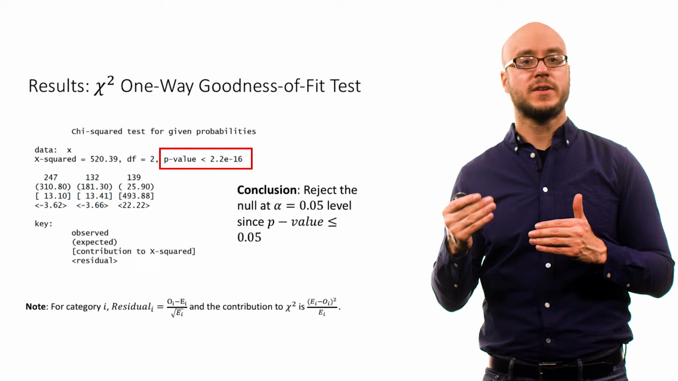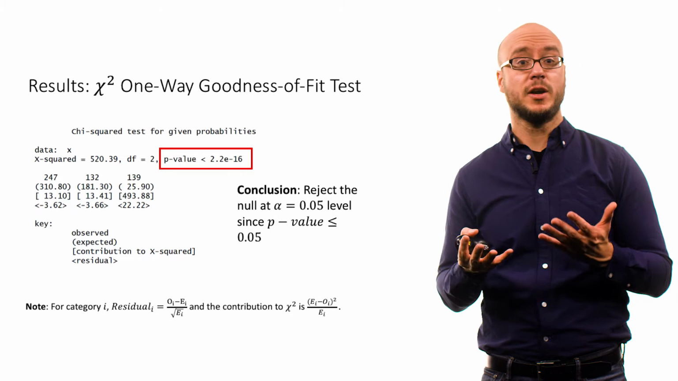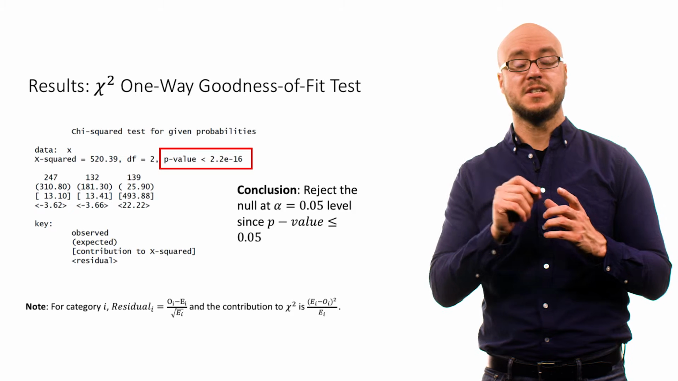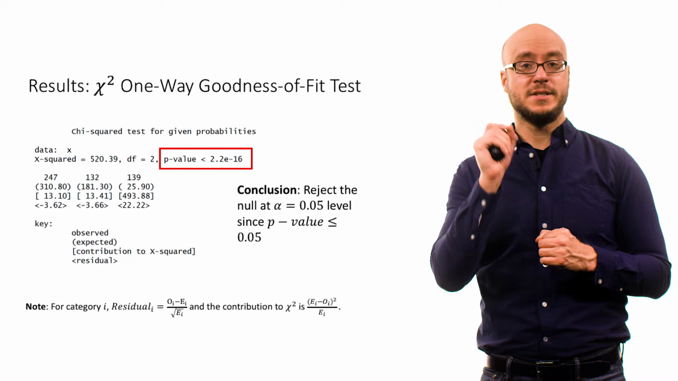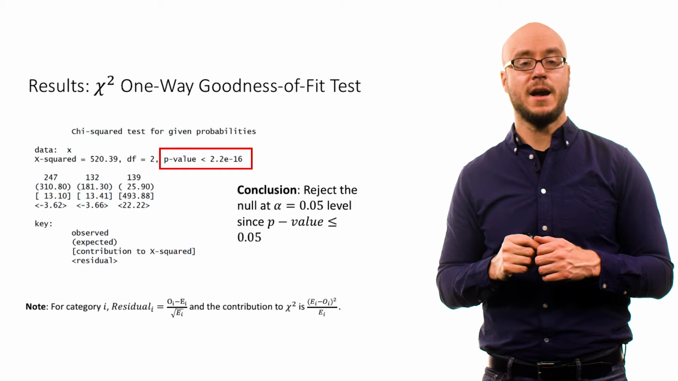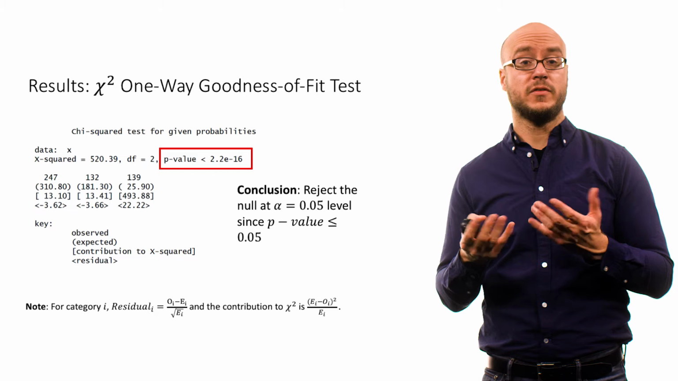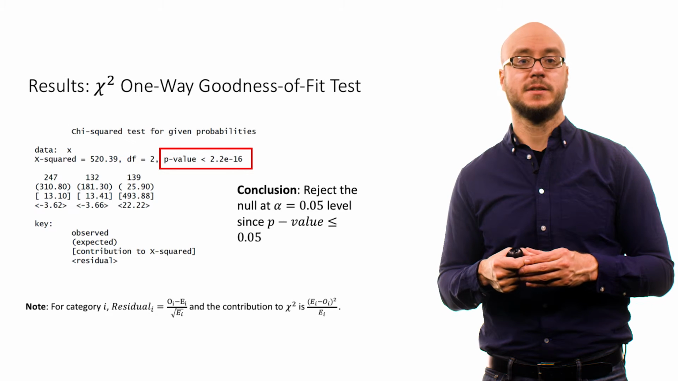You can see the observed counts are 247, 132, and 139. That's just our frequency table. And then in parentheses, we have these expected cell counts. Those are just the sample size n times the hypothesized proportions for each of those categories. And with that, you have enough information to actually calculate the chi-square test statistic.